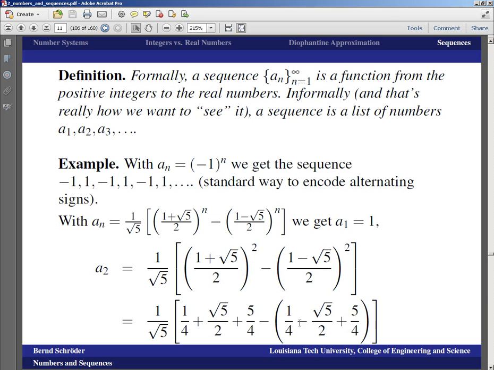When we look at that, the 1/4 cancels with the 1/4, the 5/4 cancels with the 5/4, the root 5 over 2 minus negative root 5 over 2 gives us square root 5 again, and divided by root 5 gives us a 1. Okay, so there's another integer.